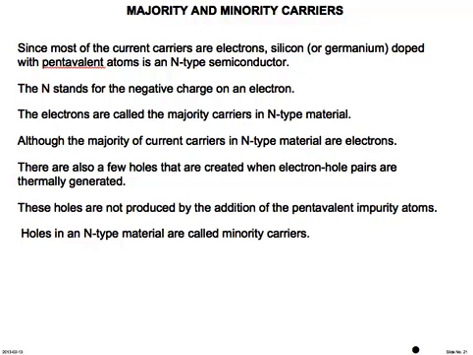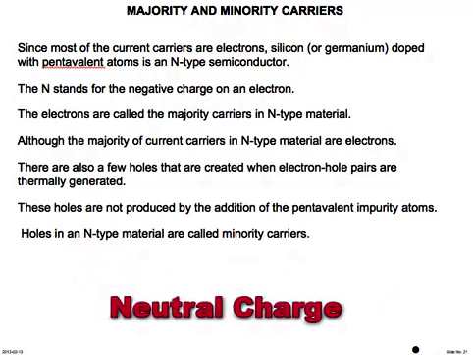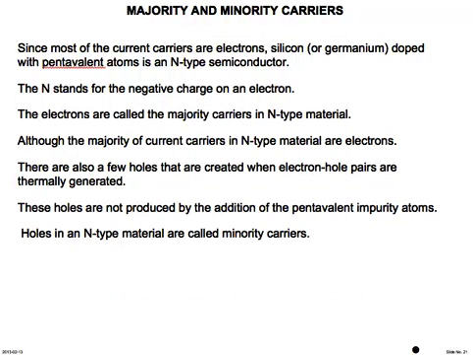However, there is still the same number of protons and electrons throughout the entirety of that material, so it is actually of a neutral charge. With regard to our N-type and P-type, we talk about majority and minority carriers. So this is how our current flows. Due to the abundance of our free electrons, the majority current carriers in our N-type material are electrons.